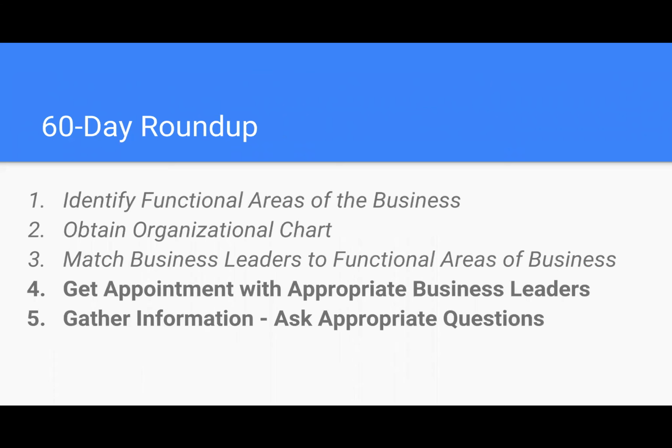So the 60-day roundup: by the end of the 60 days, we want to have these 5 items covered, and these will be our 5 deliverables. We want to get the appointment and gather the information by asking the appropriate questions around those core systems and core processes, and those people that run those systems and those processes.